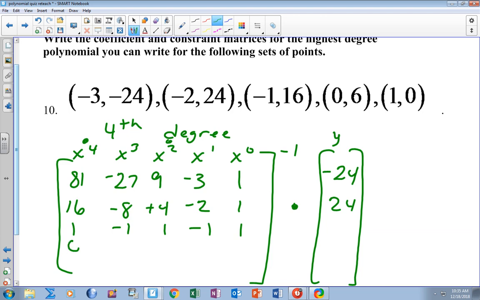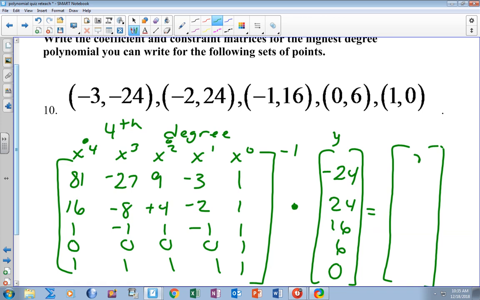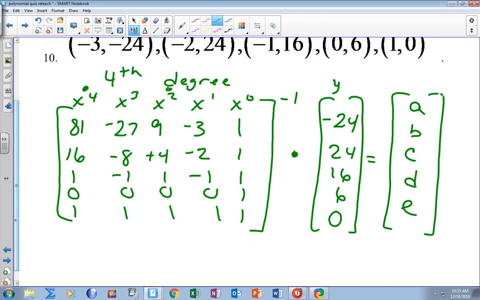So 0 is going to be 0, 0, 0, 0, 1. And 1 is going to be 1, 1, 1, 1, and 1. And then we put our y values, so we have 16, 6, and 0. Then you're going to multiply those through, and those are going to give you your coefficients for your final answer matrix. So this will be your A coefficient, B, C, D, and E. When you finally put this in your calculator and write out the equation, you'll have y equals ax to the 4th plus bx to the 3rd plus cx squared plus dx plus your constant term, which here is E.